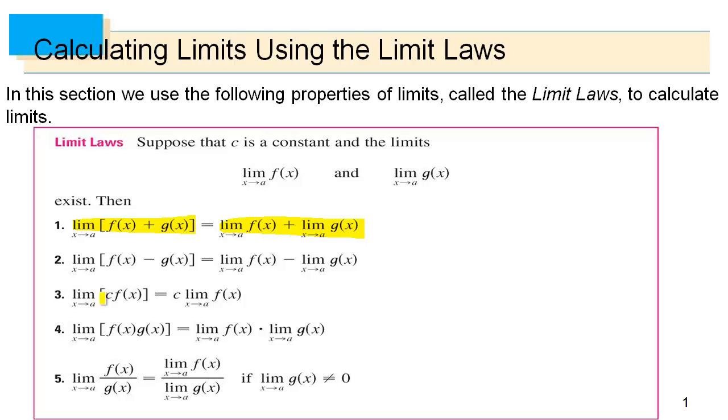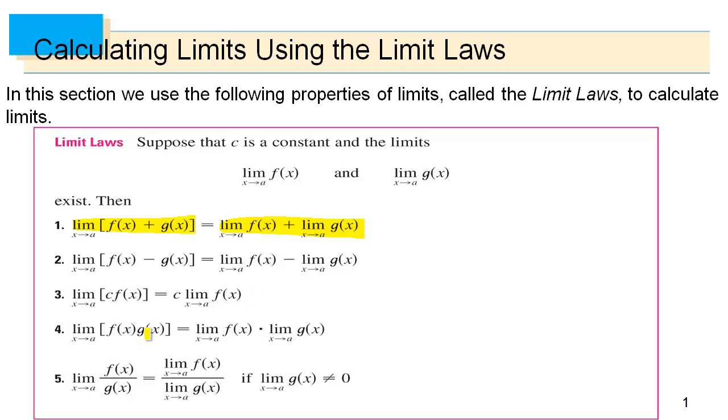This one says that if we take the limit of a function times a constant, it's the same thing as the constant times the limit of that function. So you can basically take constants out of functions and then evaluate limits of what is left over. Again, it kind of does intuitively what we would hope it would do.